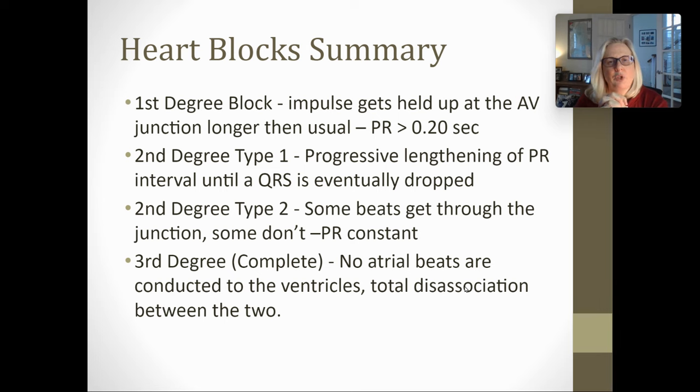So second degree type two, some beats get through the junction and some don't. Your P to R interval stays constant on this one, but you're going to have random QRSs that are missing. You'll see P wave, no QRS. P wave, no QRS. They might come in patterns, they may not. It just looks really weird.